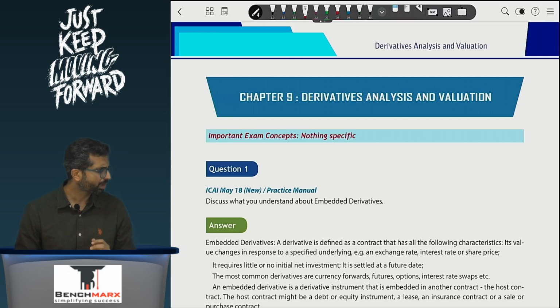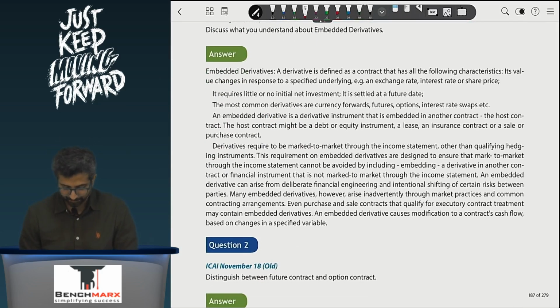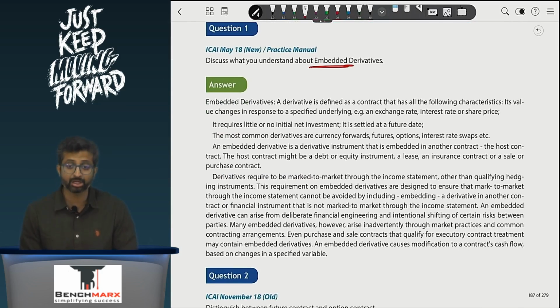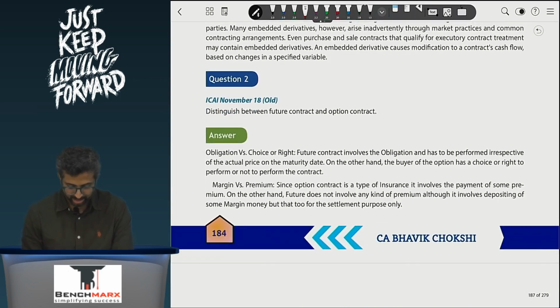So the embedded derivative concept would involve a derivative which is embedded, like a convertible debenture. In case of a convertible debenture, there is an option to convert and that option to convert is embedded inside the main host contract. So it is a derivative which is built inside another host contract, like a convertible debenture has a derivative embedded inside, the option to convert.